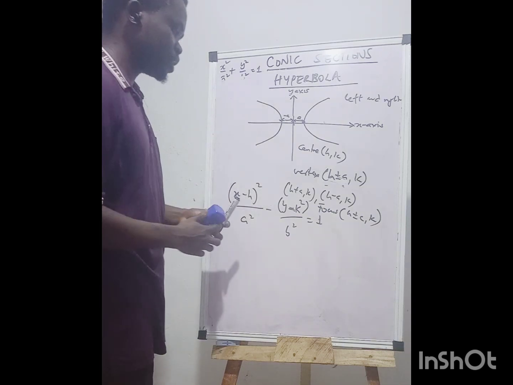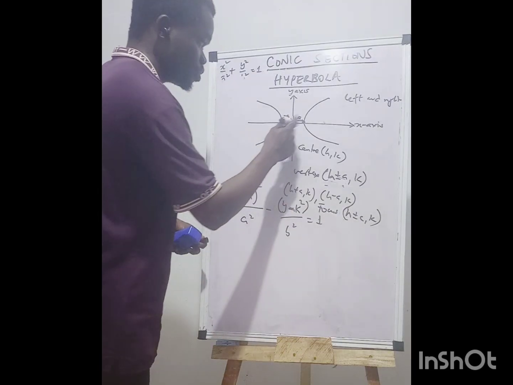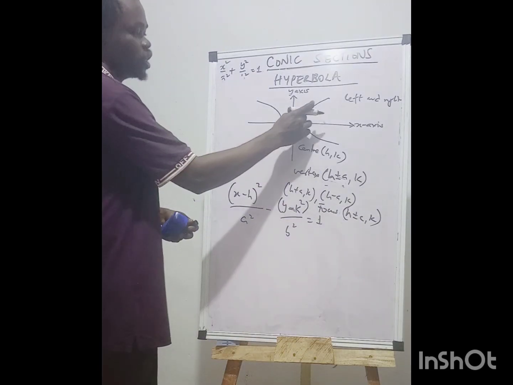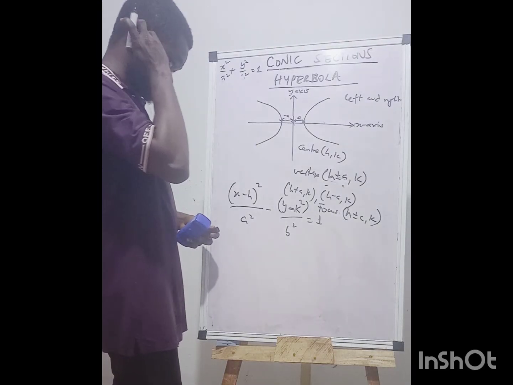Why, if we have it in the reverse? Remember, this is h. The h we talked about is the center, plus or minus the a. This takes us to the vertex. That's what it does. It takes us to the center.